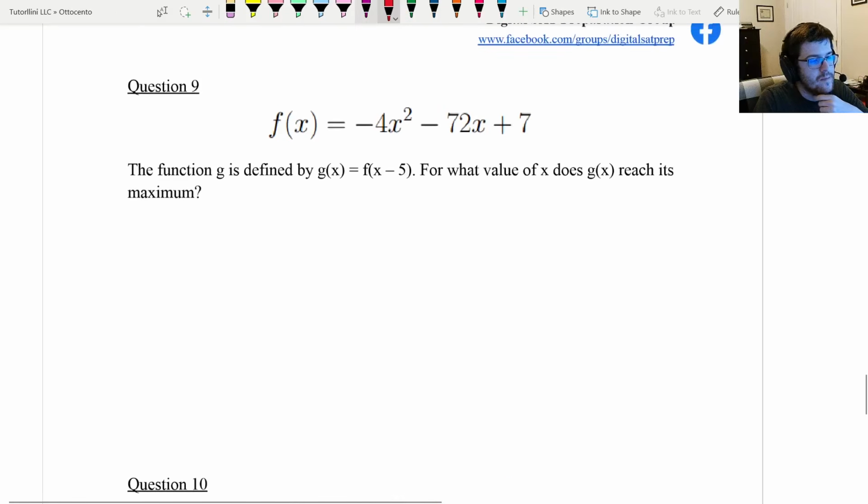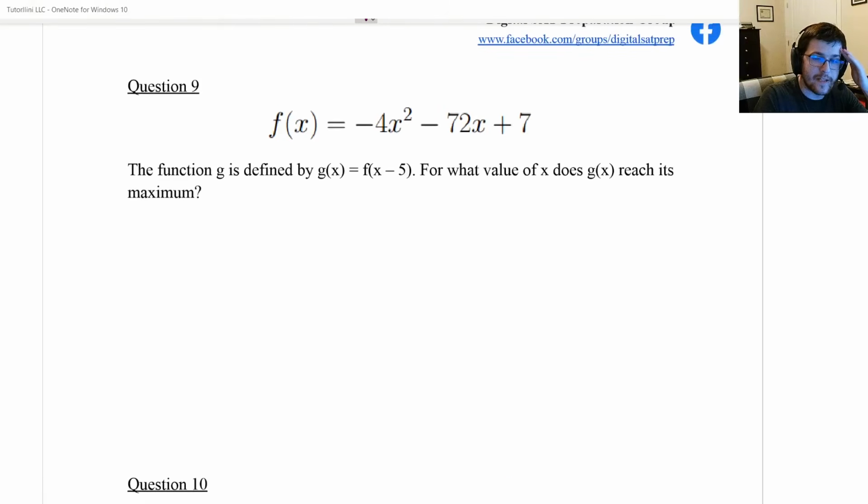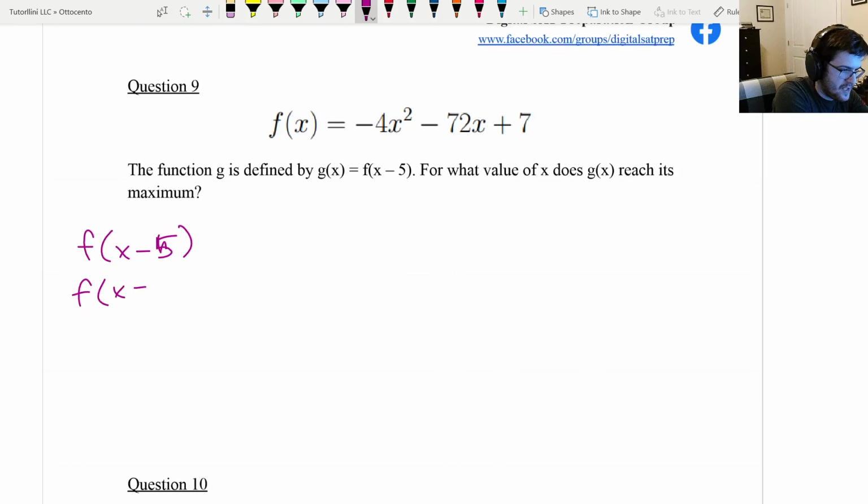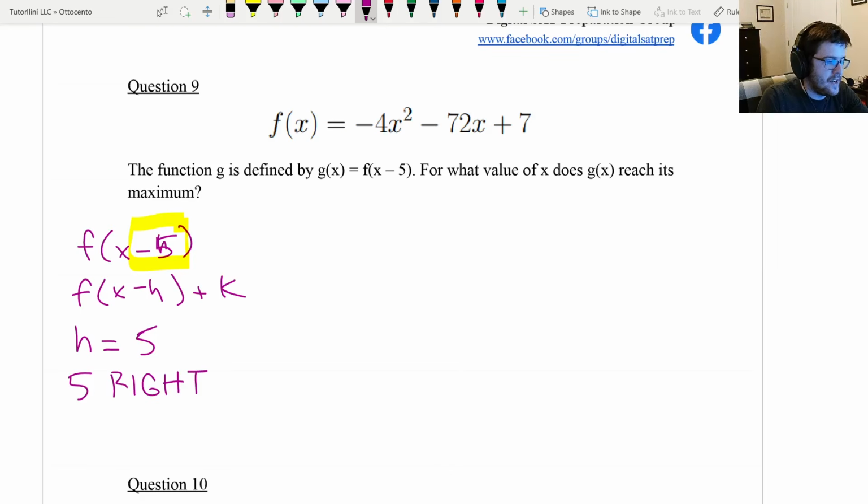All right, let's look at 9. We're going to do this on Desmos, but let's do it without a calculator just for the sake of practice. So f of x minus 5, remember, f of x minus h plus k. So that is an h of, change that sign, 5. So that's 5, right? Is our translation?